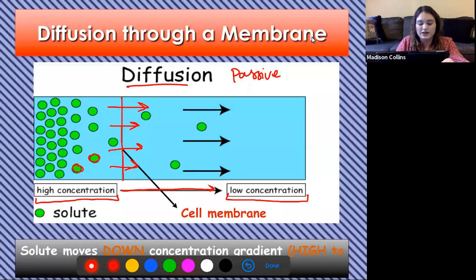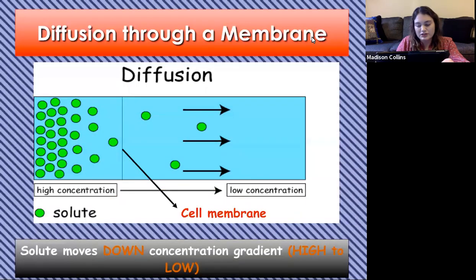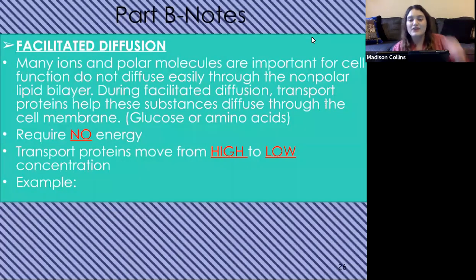Right? And we call this, again, solute moving down the concentration gradient. So it's going from high concentration to low. I think I've said that approximately 37,000 times today, and that's because it's super, super important. So don't forget it.